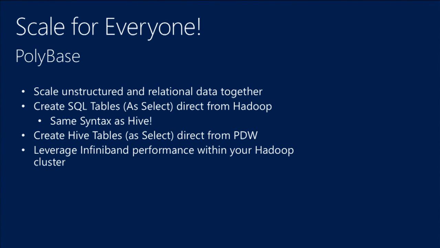And it allows us to do things like create SQL tables as select. We call it CTAS, create table as select, directly from Hadoop, which is very, very cool. So I can go in and grab a bunch of my files in a particular directory and say, create table as select. It's the same syntax that we use from Hive. So if you've created an external table in Hive, it's the same syntax. So if you're automating things and if your team is getting up to speed on writing that HQL code, they're going to be able to reuse that in a Parallel Data Warehouse environment.